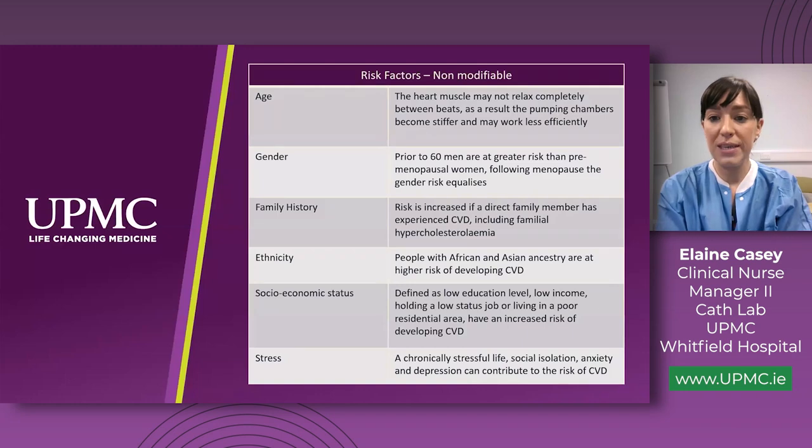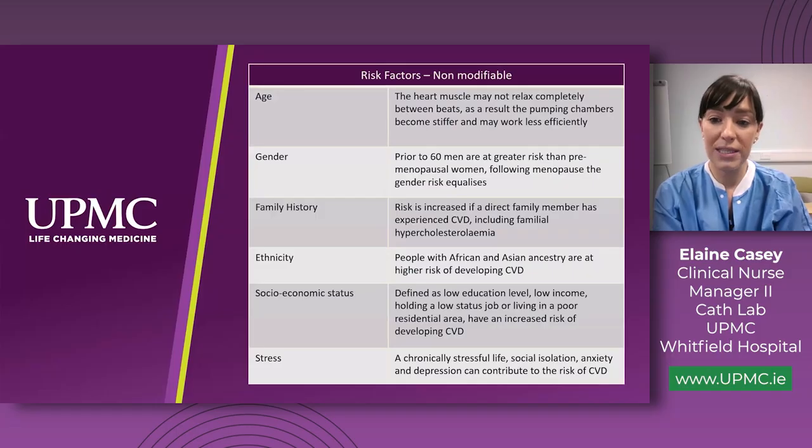So just to go through some of the risk factors, we have non-modifiable and modifiable risk factors. So just to start with the non-modifiable, so age: the heart muscle may not relax completely between beats, and as a result, the pumping chambers become stiffer and may not work. So gender: prior to 60 years of age, men are at greater risk than premenopausal women, and following menopause, the gender risk equalizes.